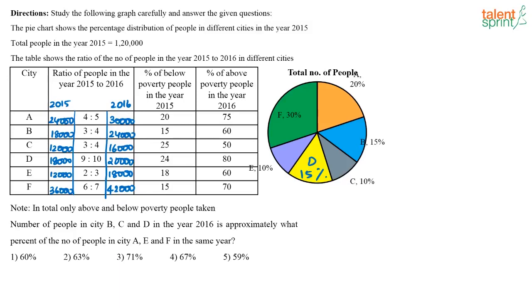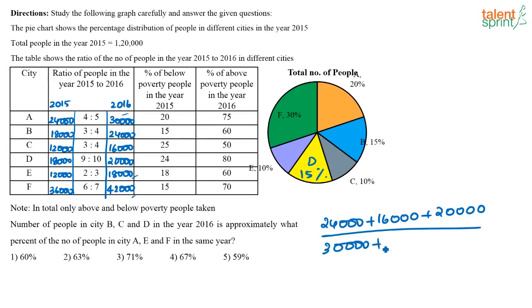Now just add the number of people in city B, C, D in the year 2016. It will be 24,000 plus 16,000 plus 20,000. This is 2016, right? Now, what percentage of people in A, E, F? So A, E, F. That is 30,000 plus 18,000 plus 42,000. Find out this ratio. That will be your answer. So I think you will get the answer as option 4. That is the correct answer. Approximately you will get it as 67%.